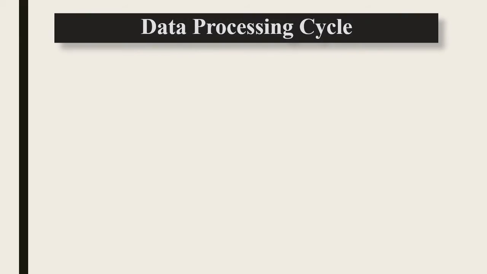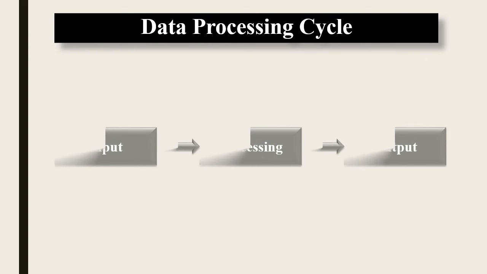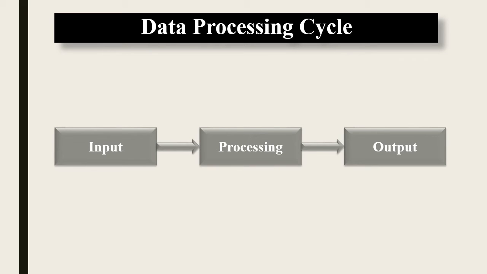Next is the data processing cycle. Data processing consists of basic steps. First is input, then processing, and third is the output. These three steps constitute the data processing cycle. We will see them one by one.